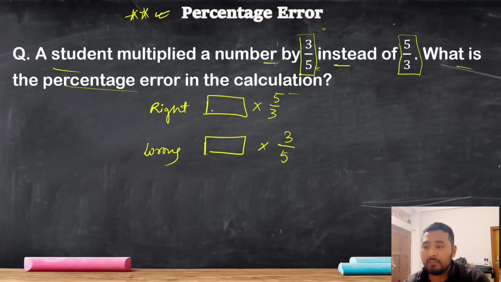He's multiplying some number, which is in the box, by 3 by 5. But he should multiply it by 5 by 3, right? So now this box should be filled up. What is the percentage error? We need to find the percentage error. How will we do it? Percentage error means percentage change, right? What is the error that is coming? So here 5 by 3 and 3 by 5.